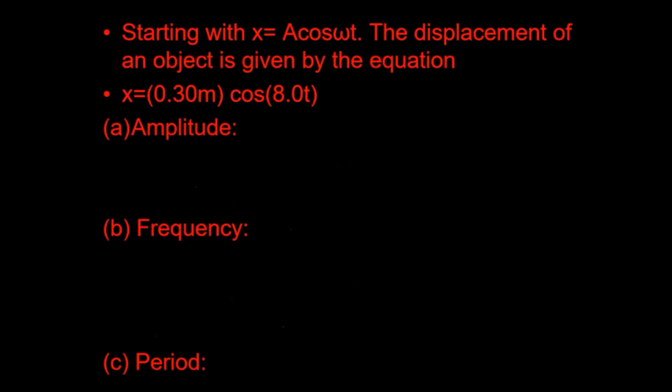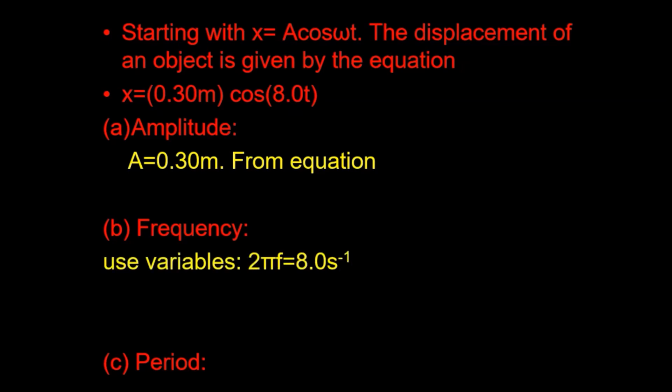Consequently, if we want the amplitude, as I've said before, don't overthink things, A is just 0.3 meters, straight out of our equation. The frequency, well, here we have to use the variables that we have. 2 pi f essentially is going to equal 8 per second here from our angular frequency. Omega equals 2 pi f, converting from the angular to the linear frequency. That means f will be 8 over 2 pi, which will give us 1.27 Hertz.